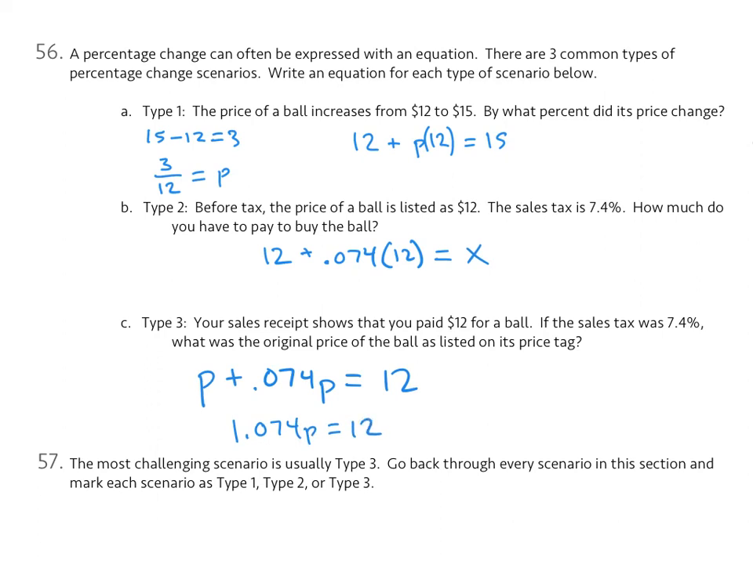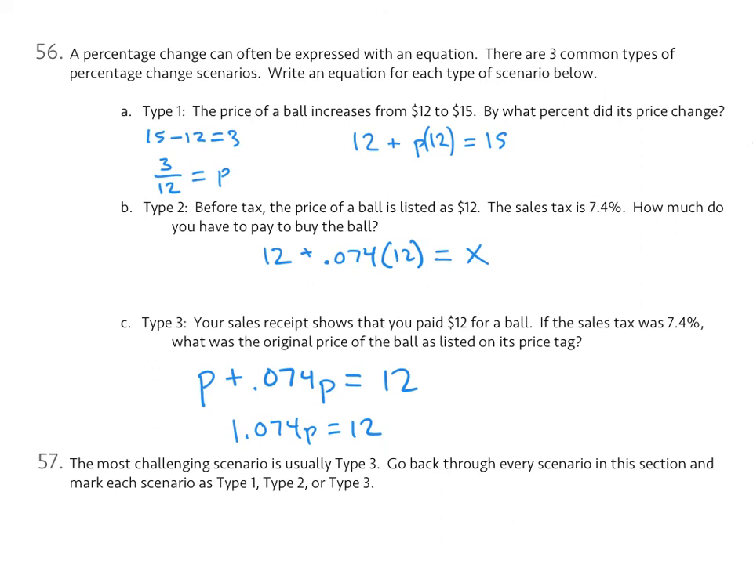So these are your 3 types. Type 1 is where you know the starting value and the ending value, and you want to figure out the percent. Then you know your starting value and the percent by which it's changing. And then type 3 is where you don't know your starting value, but you know the percent by which it changes, and you know your final value. I want you to kind of see these in 3 different categories so you can maybe identify as you're working through a scenario which type you're in.